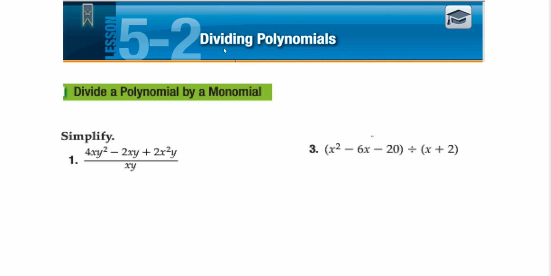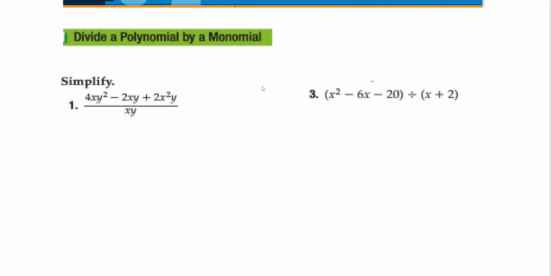5-2, dividing polynomials. So we're going to talk about how to divide polynomials in this case. First, let's talk about how you divide by a monomial. When you divide by a single term down there, the best thing to do is just split it up.